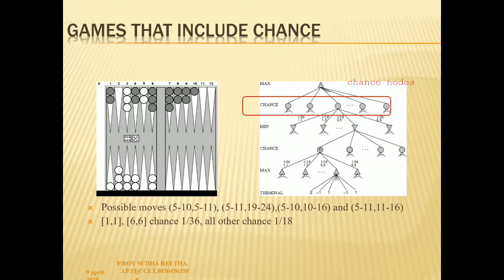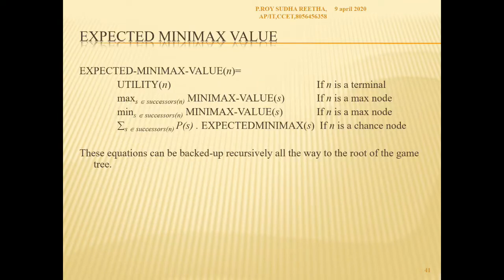And we are going to detect possible moves in each state, and we are going to find who is the winner and the loser. Here the expected minimax value is found. The minimax value is basically the max value, the minimax value of S if n is a max node. Similarly, the summation over successor nodes of the expected minimax of S if n is a chance node.